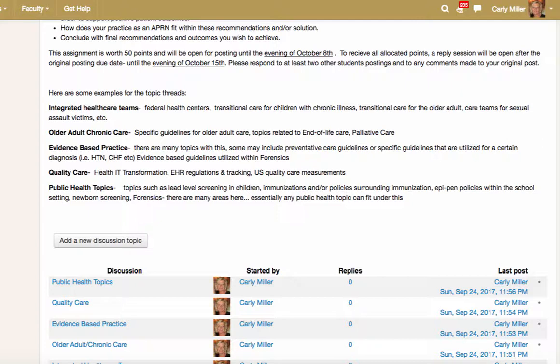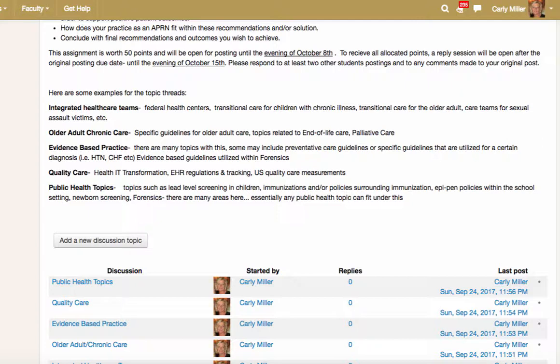Another area is older adult chronic care, and this can be specific guidelines. We could look at CHF guidelines or implementing certain guidelines within your practice area. It could be related to end-of-life care or palliative care. Another area is evidence-based practice. There are tons and tons of topics you can focus on with this. It may be preventative care guidelines, or guidelines utilized for a certain diagnosis, like hypertension or CHF. Or you can go more specific to forensics if you would like to.